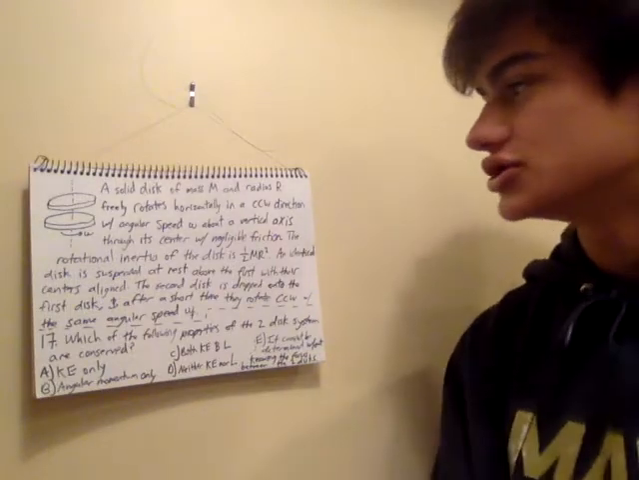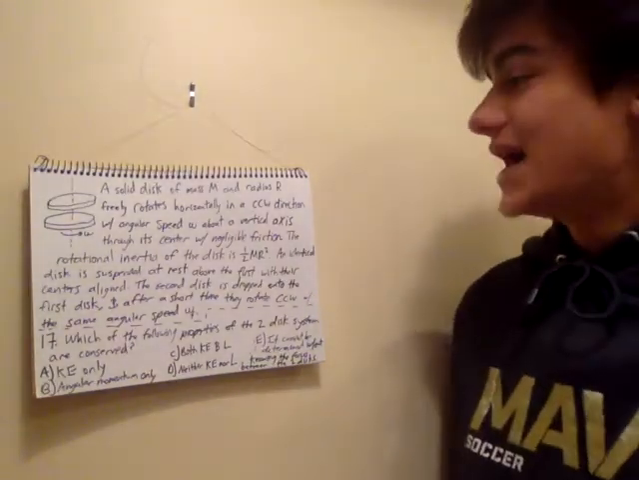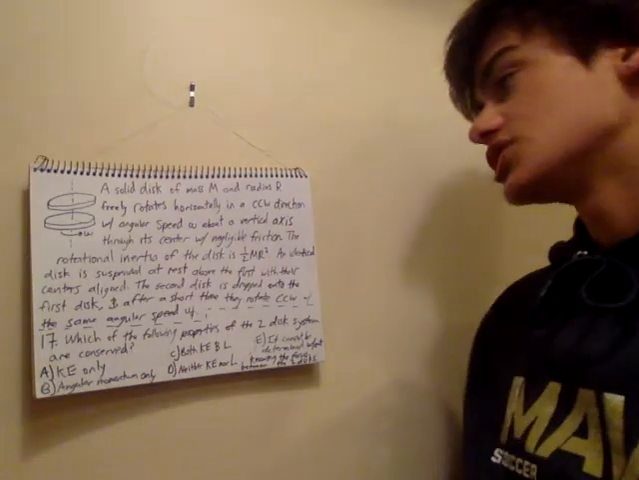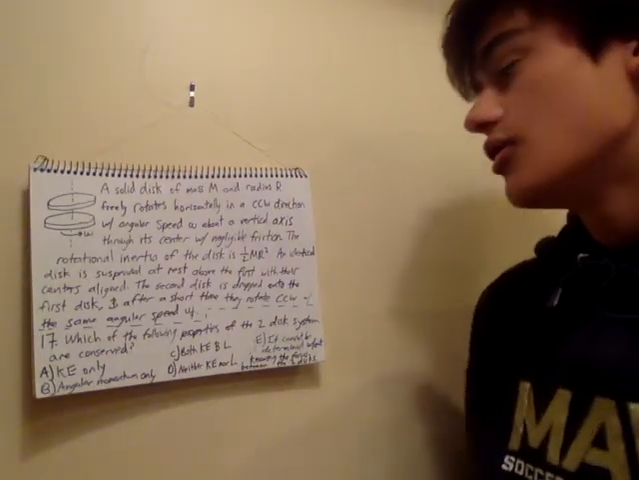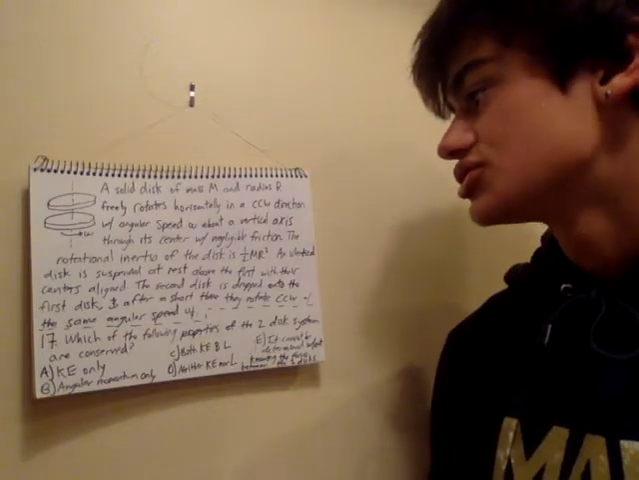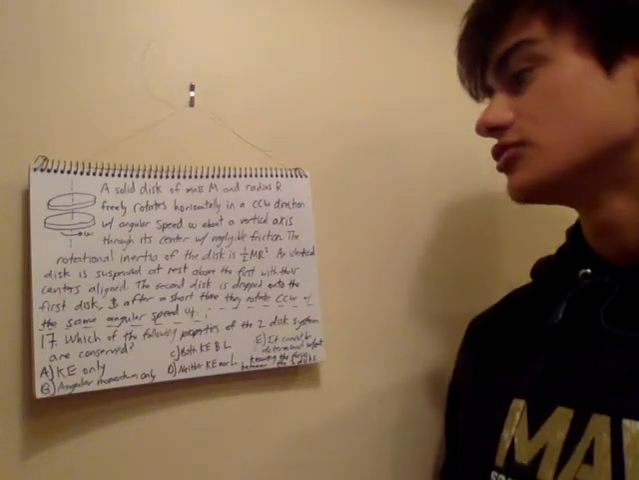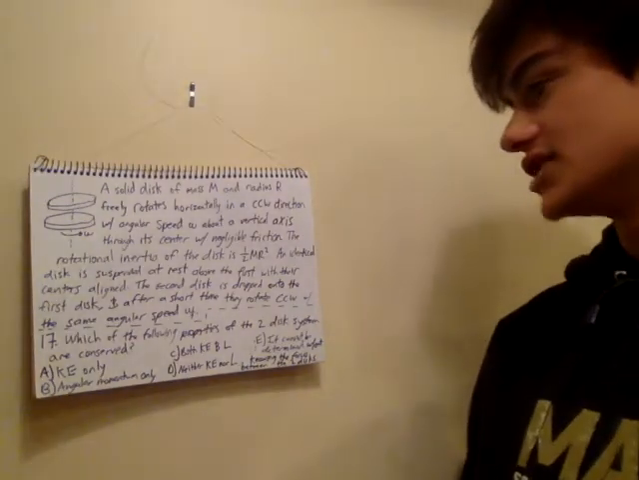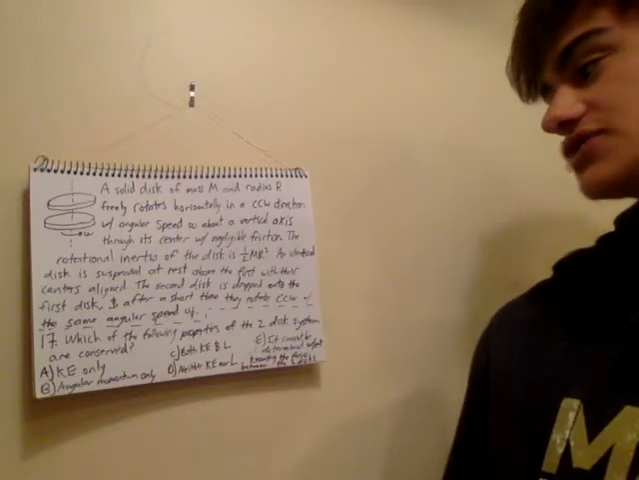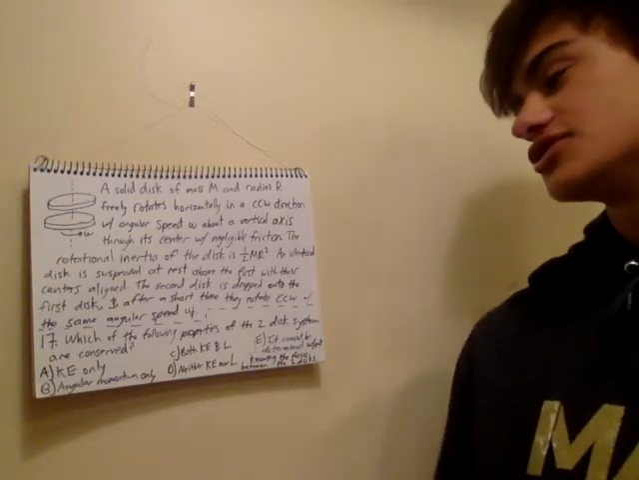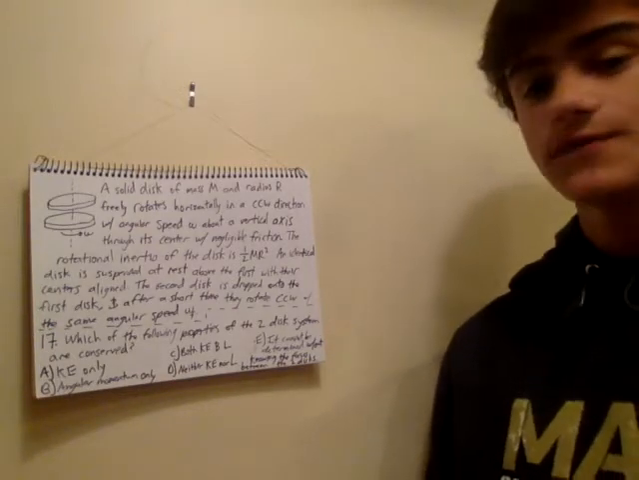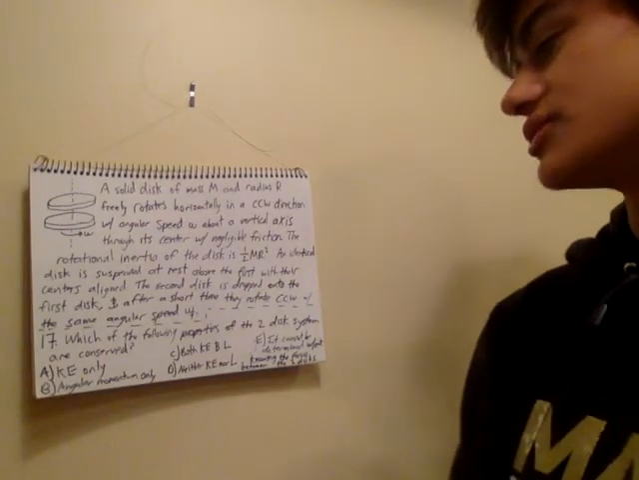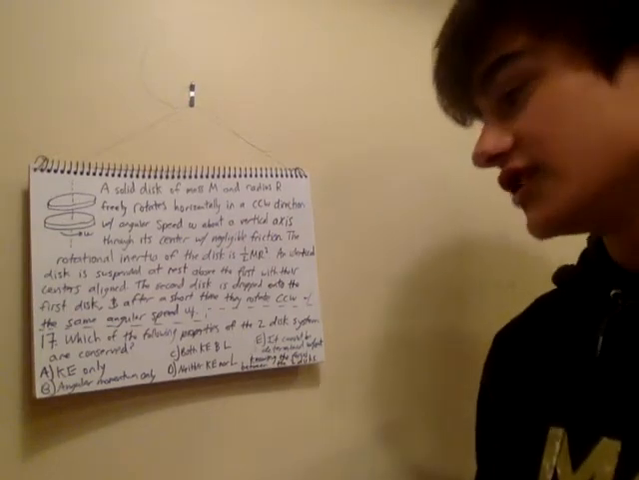The situation here is a solid disk of mass m and radius r freely rotating horizontally in a counterclockwise direction with an angular speed omega about a vertical axis through its center with negligible friction. The rotational inertia of the disk is 1/2 mr squared. An identical disk is suspended initially at rest above the first disk with their centers aligned. The second disk is dropped onto the first disk, and after a short time they rotate counterclockwise together with the same angular speed omega final.